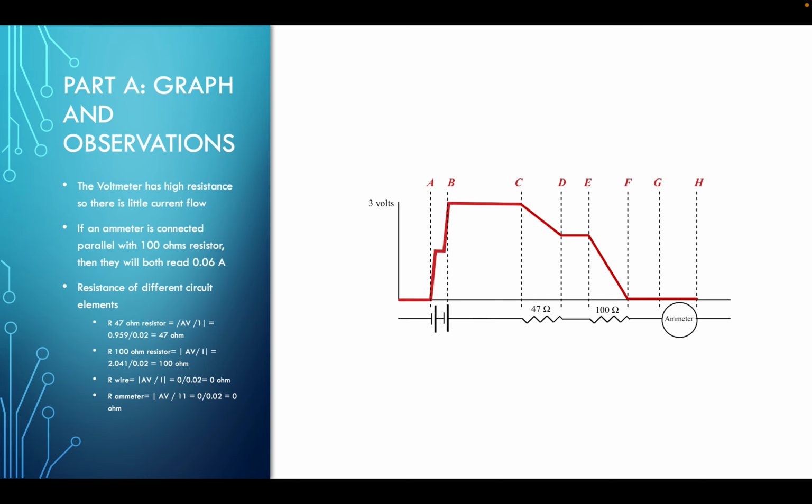So in our graph in the observations, we're looking at how the battery raises the potential. The wires are ideal, so they should have no resistance. The resistors lower the potential, and that's why it's negative in the graph. The ammeter is supposed to be ideal and have 0 resistance, so it should have 0.